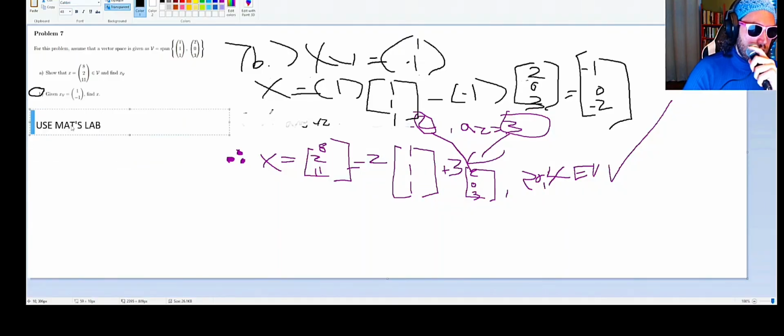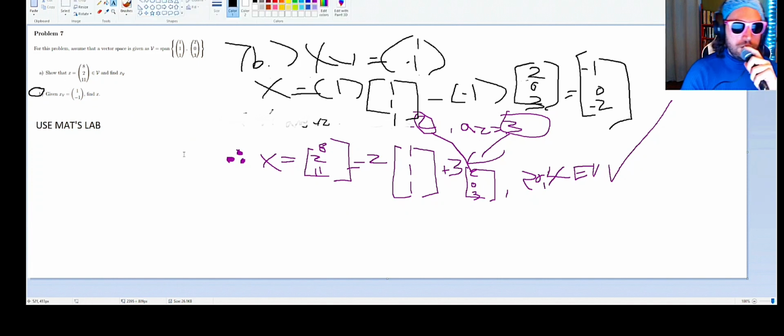Make sure to use MATLAB. Make sure to use that. Use MATLAB. So those are all my notes for linear algebra 308 at the University of Cincinnati.